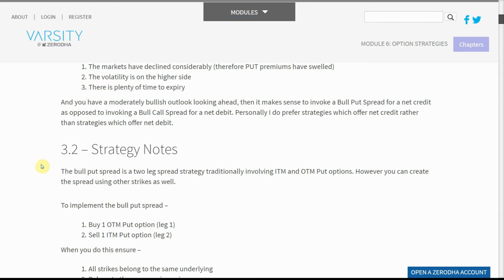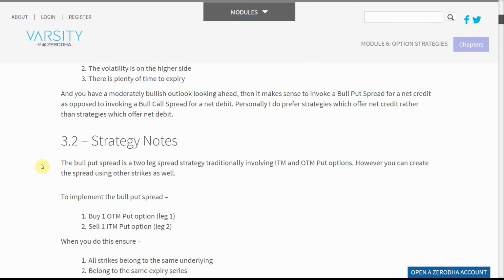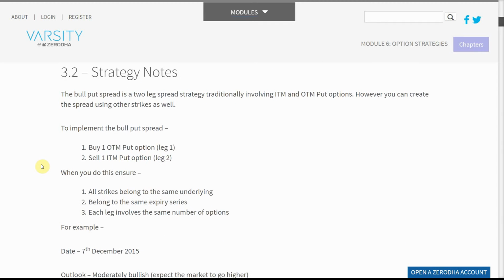3.2 Strategy Notes. The bull put spread is a two-leg spread strategy traditionally involving ITM and OTM put options. However, you can create the spread using other strikes as well. To implement the bull put spread, buy one OTM put option, leg 1. Sell one ITM put option, leg 2. When you do this, ensure all strikes belong to the same expiry series. Each leg involves the same number of options.